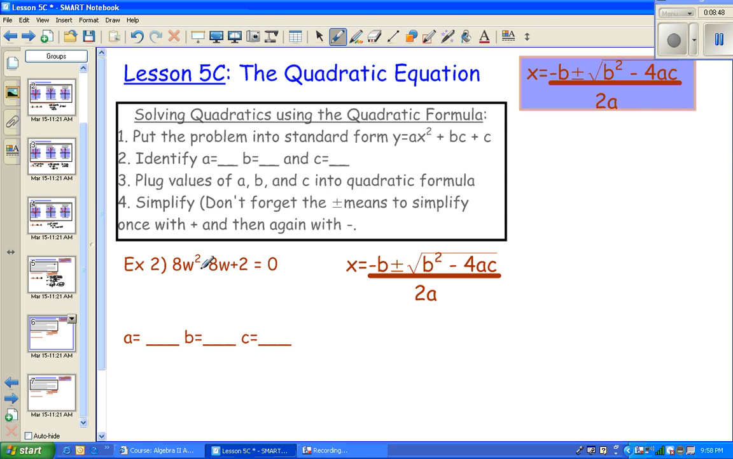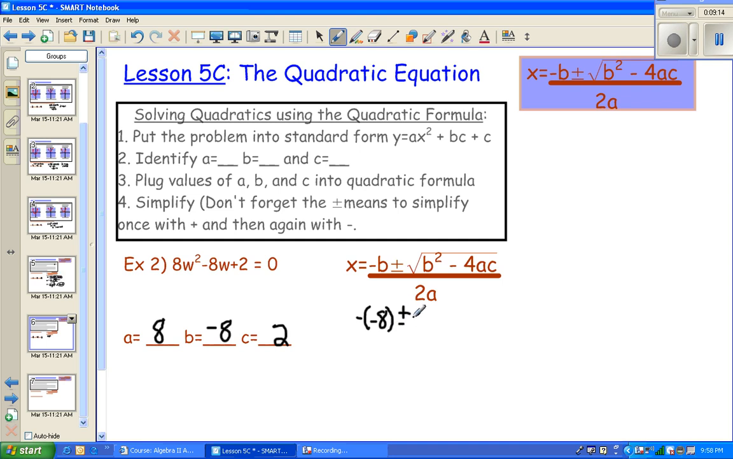Alright, let's look at another example. Here, again, we're in standard form. We have our a value being 8, our b value being -8, and our c value being 2. So remember, your formula is negative whatever b is. If b is already negative, two negatives make a positive. So if you want to be extra careful, you can show all your work there.